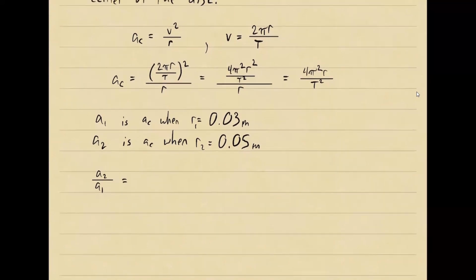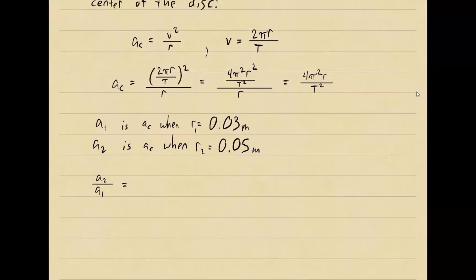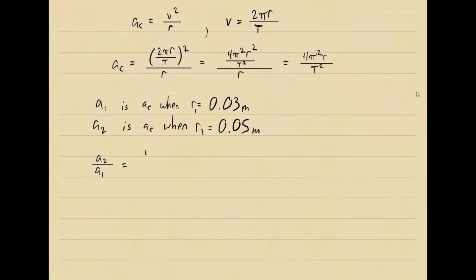We can plug in the different values, because we have an expression here for the different centripetal accelerations. So let's punch those in. Up top, we have A2. That's going to be 4 pi squared times R2 divided by T squared. And all that is going to be divided by, excuse me, this should be 2, 4 pi squared times R1, all divided by T1 squared.